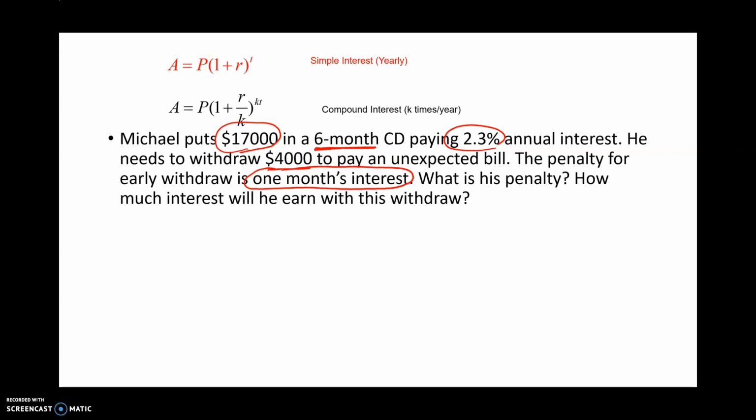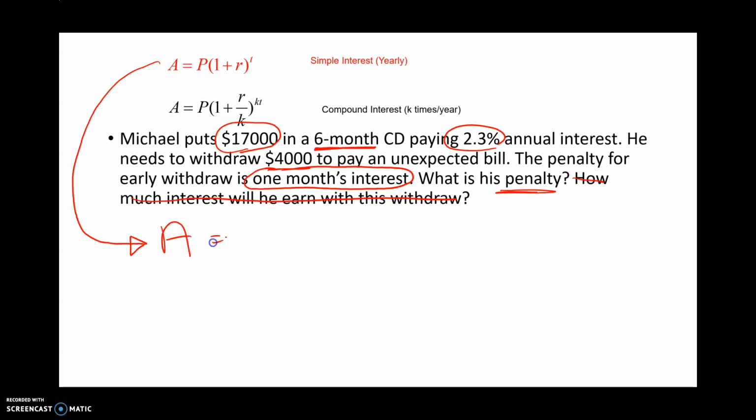Okay. I don't think we can answer this part of the question because I didn't tell you when he made the withdrawal. But we can talk about what is his penalty. So we're going to calculate how much interest he will make in this CD for 6 months. And then his penalty is 1 month of interest. So we'll divide it by 6. So this is the equation we're using, right?